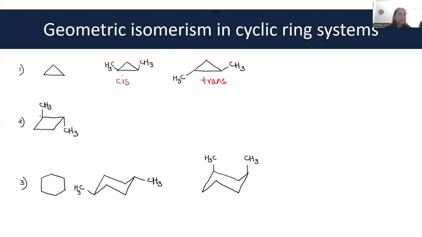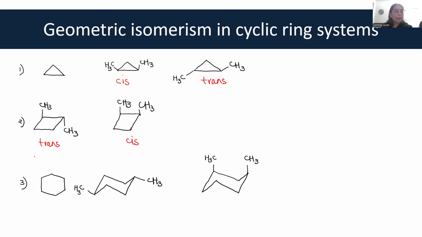Likewise, in cyclobutane, 1,2-dimethyl cyclobutane, you can have cis and trans isomerism. The first one that I have shown here, both the groups are pointing in opposite directions, whereas in the second structure, both the groups are pointing in the same direction. So we call this structure a trans structure and this structure a cis structure.